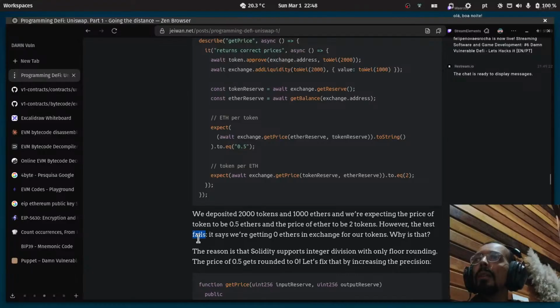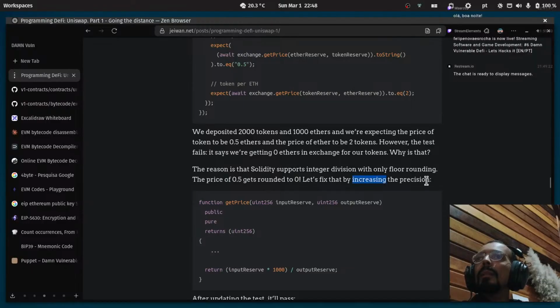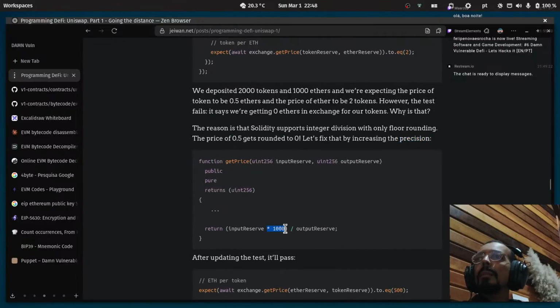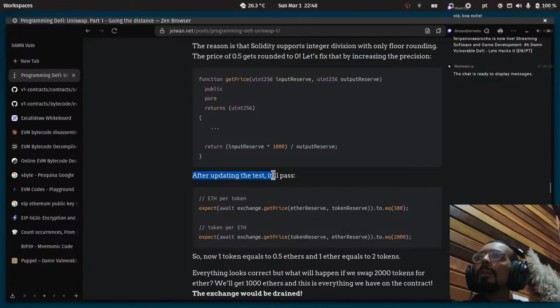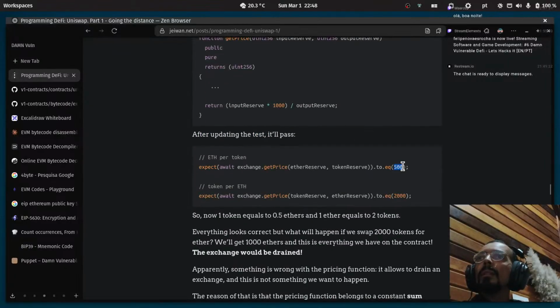Whatever, the test fails. It says you're getting 0 Ether in exchange for our tokens. Why is that? So here they're going to get 0. The reason is that Solidity supports integer only, floor rounding. The price 0.5 gets rounded to 0. Let's fix that by increasing the precision, right? After repeating the test, we're going to pass. Now that represents 0.5, and that represents 2.